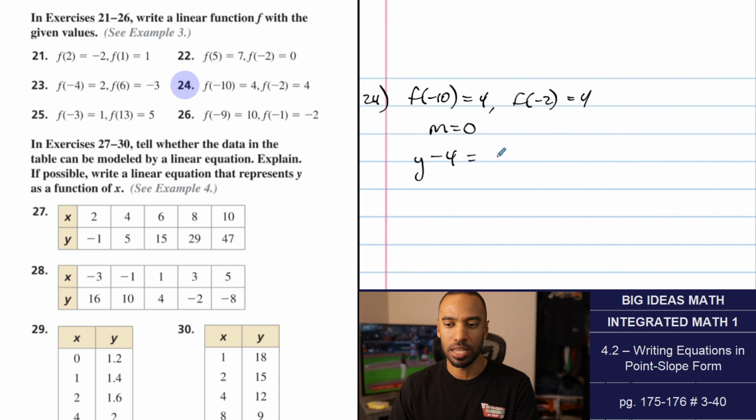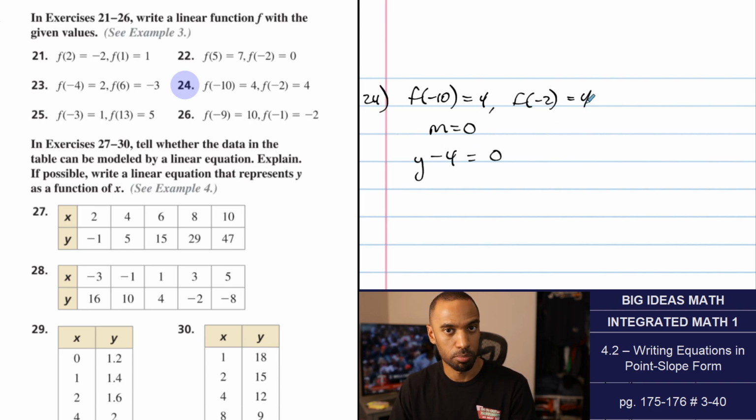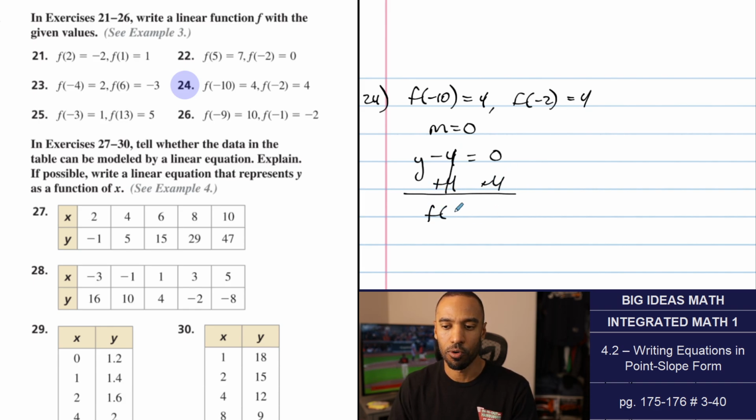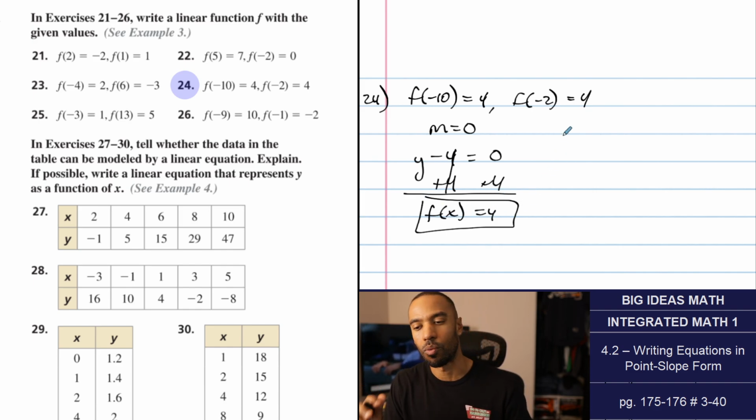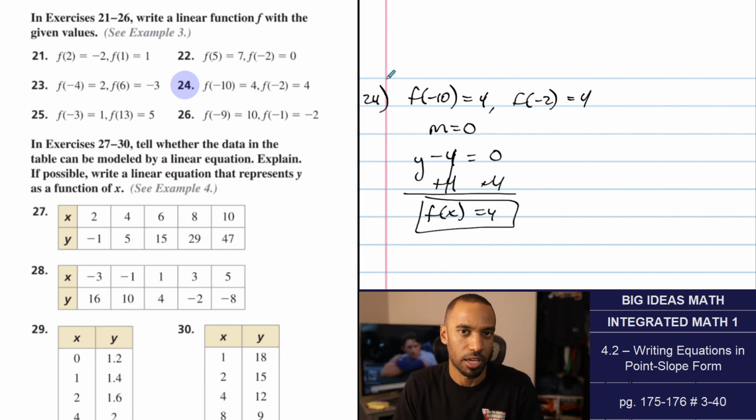y minus 4 equals m times, who am I kidding? 0 times anything is 0. So guys, this is the point slope form version of it, simplified. Slope intercept form, add 4 to both sides, and we should have known this. We get y equals 4, or in this case, f of x equals 4. So we should have been able to write this answer from the beginning, but because we're starting from point slope form, I wanted to get there.